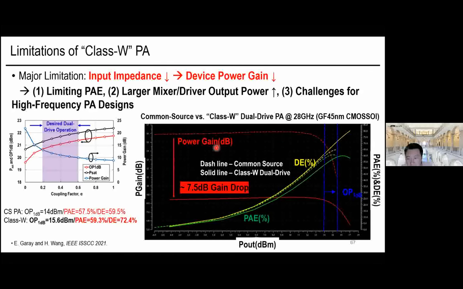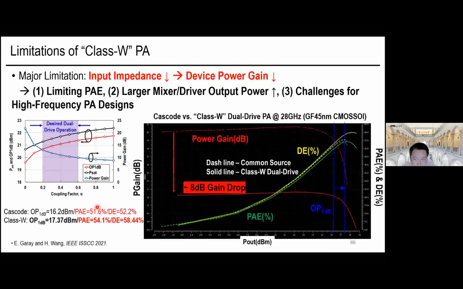The dashed lines here represent the common source PA performance, and the solid lines are for the class W dual drive PAs. We can see that the power gain drops from 16 dB at the device level to 8.5 dB by using dual drive, about 7.5 dB gain drop. And this may be okay for lower frequency, but as mentioned, going to higher and higher frequency, this will be problematic. So as a result, although you can see that the dual drive class W has a better drain efficiency compared to common source, the improvement in actual PAE will be smaller due to, again, the limited gain, the gain drop.